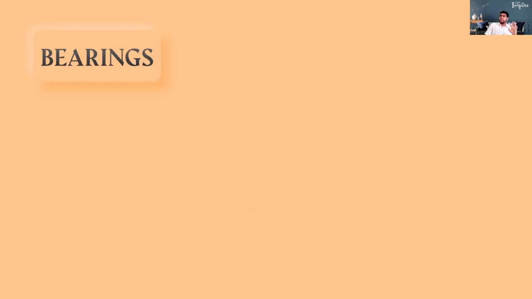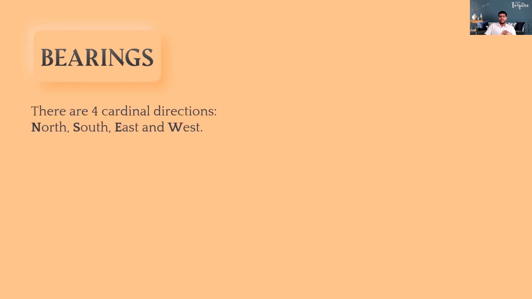So children, some of you may already have done bearings, right? Let's have a look. What is a bearing? So children, now let's go away from trigonometry for a second. We will come back to trigonometry, I promise, right? So children, there are 4 cardinal directions. Now everyone here has heard of the 4 directions. What is it? North, south, east and west. You all know the directions, right?